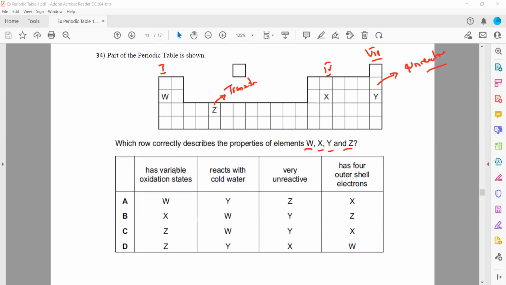Number 1 has variable oxidation state. Transition elements have this characteristic, so it can be C, it can be D. Then reacting with cold water: group 1 alkali metals are highly reactive, they can react with cold water. Unreactive, so Y is unreactive, that's true. And X belongs to group 4, so it will have 4 electrons in the outermost shell. So option C is the right answer for this. Is it clear?